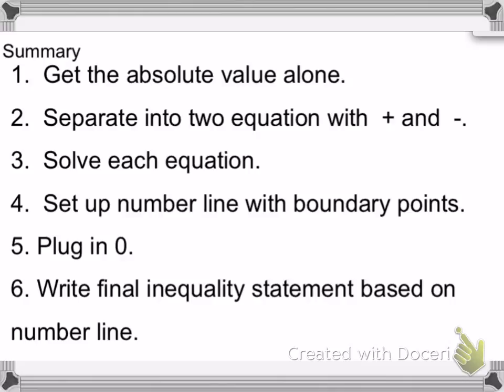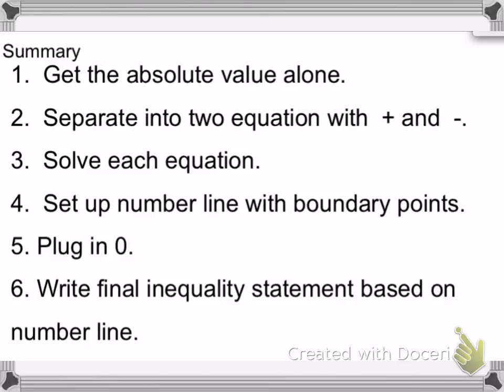Okay? Step number 1 is you have to get the absolute value alone. So this is going to be the same 3 steps that we did on Tuesday to solve the absolute value equation. So you're going to put an equal sign in. You have to get the absolute value part alone. So like on that last one where we had to add 1 and divide by 2 to get the absolute value alone, that's what you have to do first.